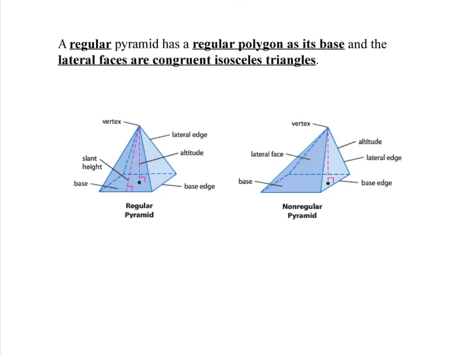Now, two different heights in a pyramid. There's the slant height, which is the height of any of our triangular faces if you laid it out flat, and there's also the altitude, or the pure height of the pyramid, which is the vertex to the base perpendicular. Okay, so we see the vertex to the base perpendicular.